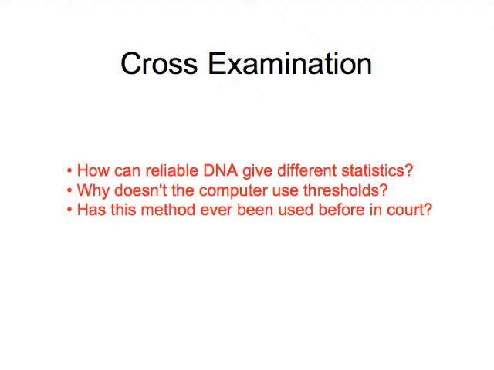So on the cross-examination, I'm going to sum this up. I'm not going to go through the whole thing. This is just one slide. I was asked, how can reliable DNA give different statistics? And I think that's what you've been hearing for the last few hours, and that's what we explained. If you look at it differently, you will get different information from the same data.